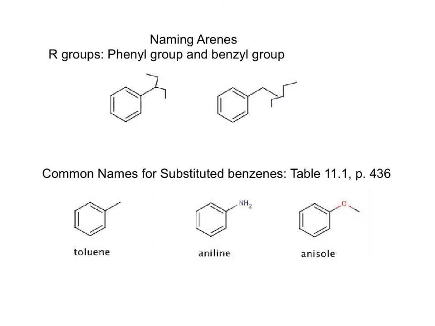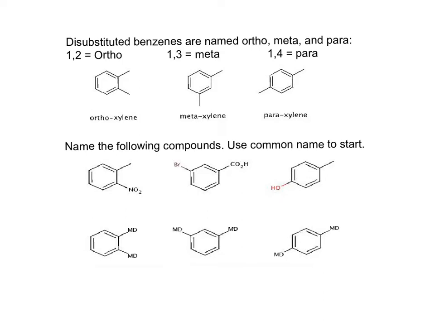Here are some common names for arenes or aromatic compounds. So here's the phenyl group, the benzyl group, and for substituted benzenes there's toluene, aniline, and anisole. Disubstituted benzenes are given the names ortho, meta, and para.